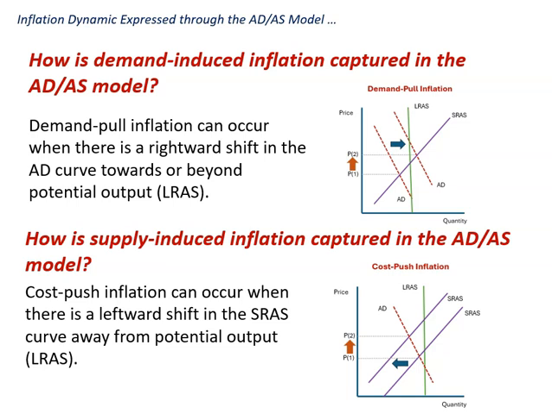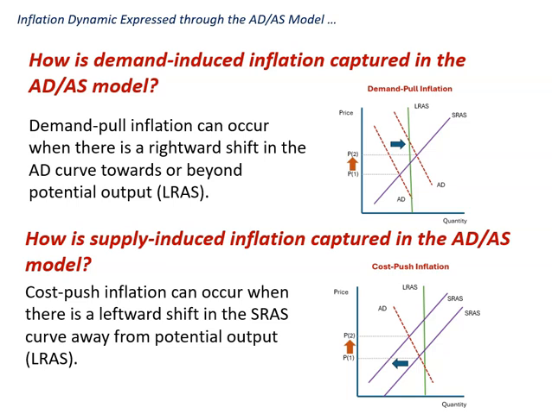Let's look at these two types of inflation through this model. How is demand-induced inflation captured in the aggregate demand and supply model? On the upper portion of this slide is the portrayal of demand pull inflation through the components of the aggregate demand and supply model. Demand pull inflation can occur when there is a rightward shift in the AD curve, towards or beyond potential output, that is LRAS.